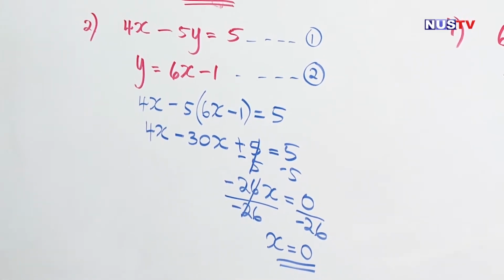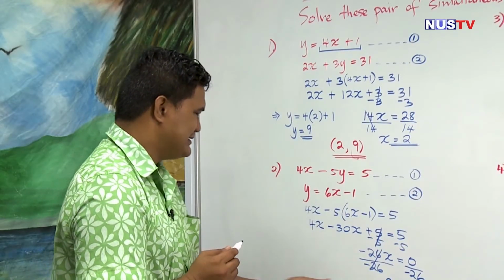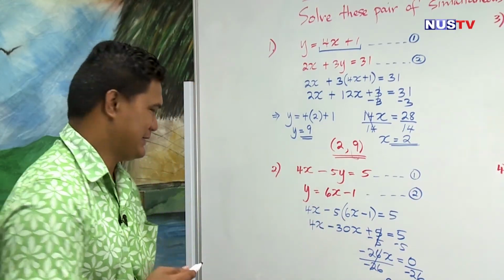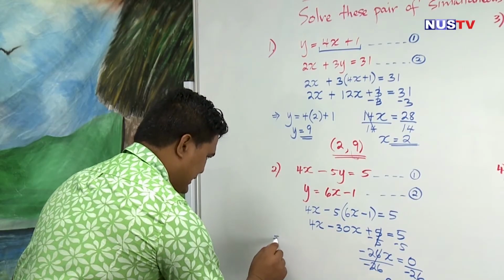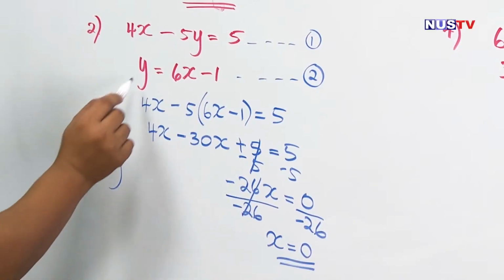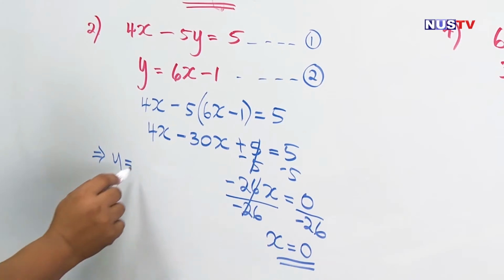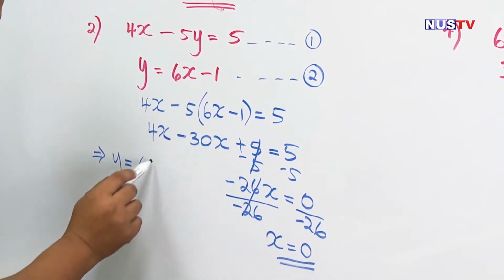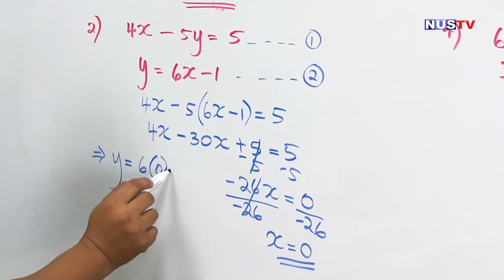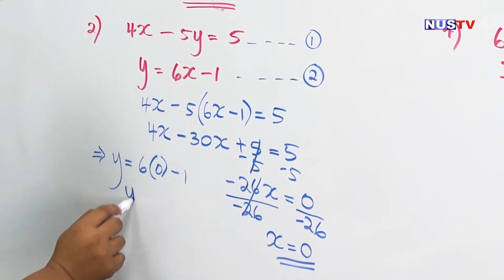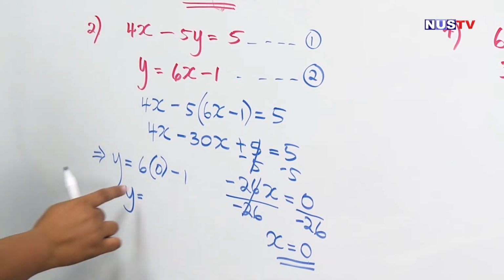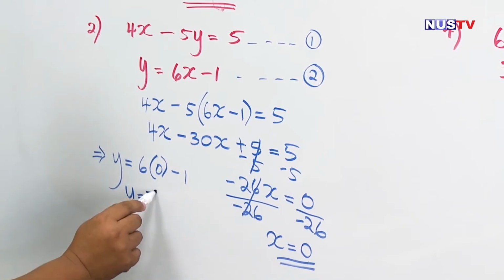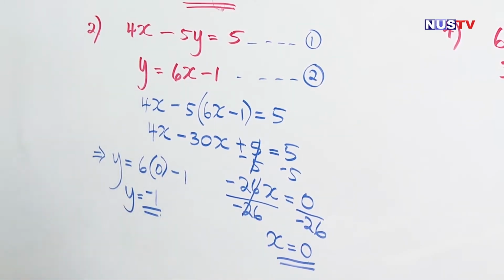Again, we are going to prove and sub the value of x here into our equation to obtain our value of y. So in this side, we are going to bring our equation 2, which is y is equal to 6 multiplied by x, which we already got as 0, and then minus 1. So our final value of y, 6 times 0 is 0. 0 minus 1, the answer will be negative 1.